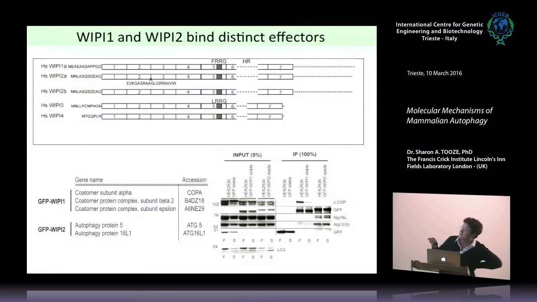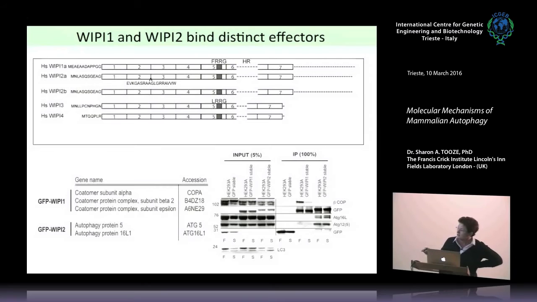But what's important to realize is that these families, as I said, are WD propellers. They have 7 beta propellers. WIPI3 and WIPI4 are slightly shorter, but the domain structure is identical. This is the PI3P binding motif. The difference between WIPI1 and WIPI2, and there are four isoforms of WIPI2, is very little. They have a similar domain, but there's a single insert present in one of the WIPI2 species, which isn't present in WIPI1A and isn't present in some of the WIPI2B isoforms. Despite this similarity, there's a slight difference at the amino terminus, and obviously there are amino acid differences. They bind totally different proteins.